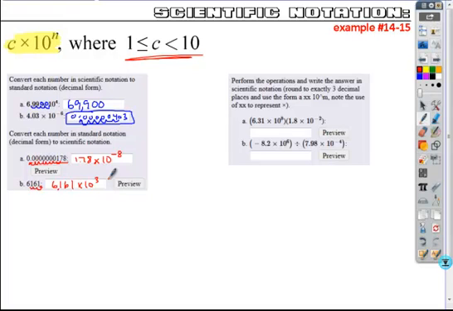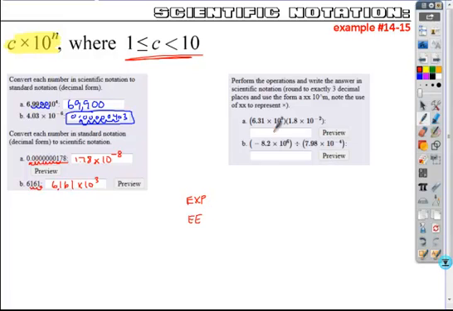Using calculators with scientific notation. This is one of the things that you might want to practice at some point. Your calculators are either going to have a button that says EXP or EE. Those will be the likely forms that you'll see that represent scientific notation.